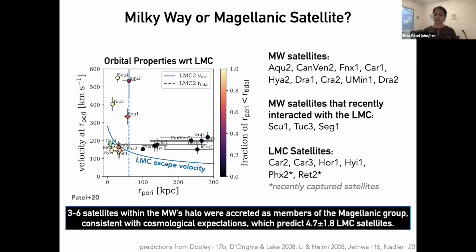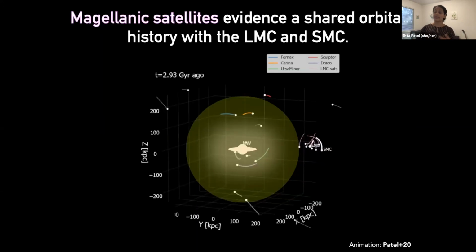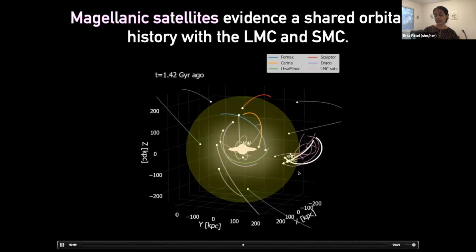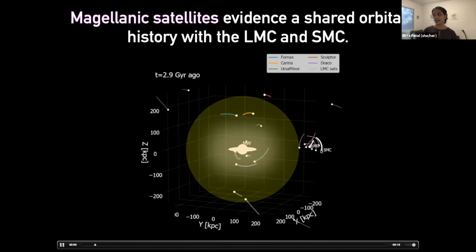So overall, the numbers that we're finding, there's about 3 to 6 satellites within the Milky Way's halo that seem to be accreted with the Magellanic clouds into the halo of the Milky Way, and this is consistent with cosmological expectations. So again, going back to this movie I showed on my title slide, you're looking at the orbits of these 18 satellite galaxies we looked at. And if you focus right here, you can see the LMC and the SMC's orbit in white. And the 6 pink lines, intertwined around the LMC and SMC's orbit, are these Magellanic satellites that we're claiming were accreted as a group into the halo of the Milky Way, along with the Magellanic clouds.